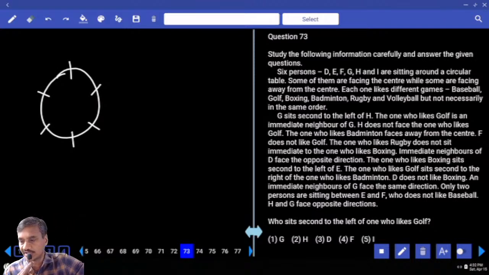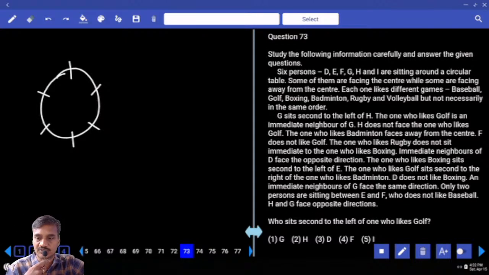And G sits second to the left of H. Now if you observe here, there is no information regarding any person's direction. Do we have any information about direction? No, so we have to start with the very first one by taking 2 different possibilities.